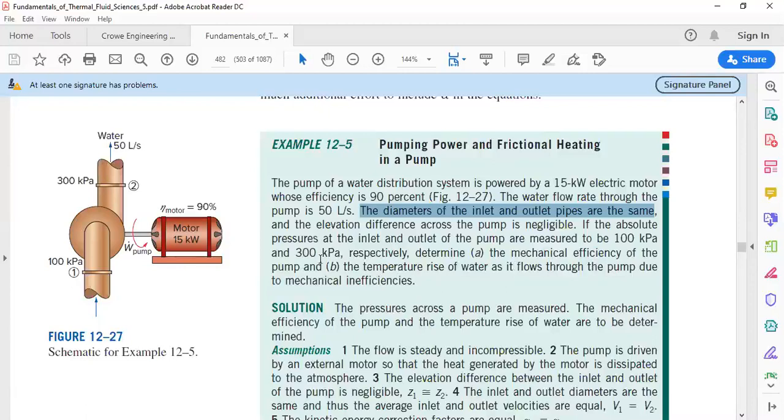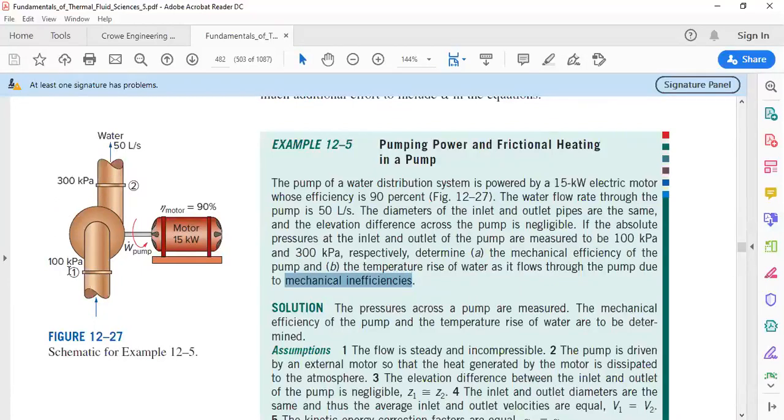Determine the mechanical efficiency of the pump, and the temperature rise of the water as it flows through the pump due to the mechanical inefficiencies. The temperature rise is due to the mechanical losses in the pump. So first, what do we need to do? In order to find the mechanical efficiency of the pump, we need to find the shaft input power to the pump, which we refer to as W dot pump. And then we need also to find the useful pump power.